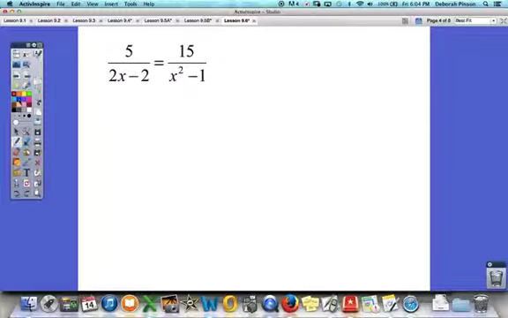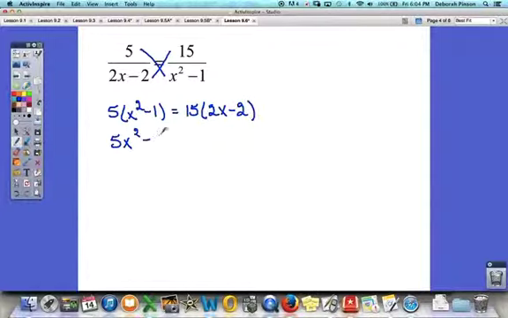All right, so here's our next one. Now I want you to notice this one just has one fraction on either side of the equal sign, so I should be fine to cross multiply. So I'm going to cross multiply here. Let me write out what I have. And cross multiply here. So I'll have 5x squared minus 5 equals 30x minus 30.